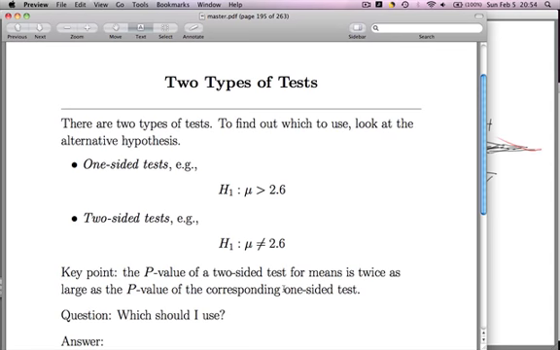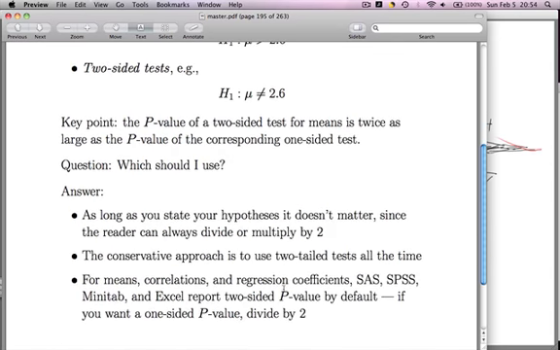Which one should you use? Well, the answer is it doesn't matter as long as you do what I said to do on the previous slide. So the previous slide said state what you did. So did you do a one-sided or two-sided test? And give the p-value. So if you did a one-sided test and your reader or audience thinks you should have done a two-sided test, then the reader can always multiply the p-value by 2. Conversely, if you did a two-sided test and the audience wants a one-sided test, they can cut the p-value in half. The conservative approach is to do a two-sided or two-tailed test all the time.